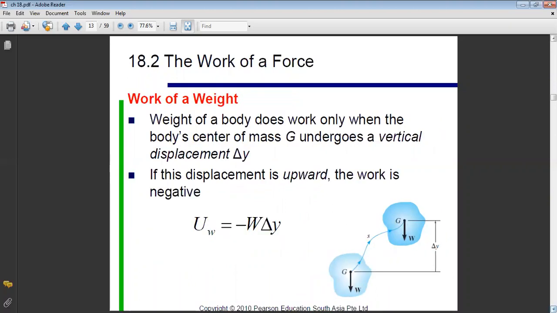Now, for the work of the weight, we also have the same formula, but now delta Y is for which point? G, the center of mass. So when I say minus W delta Y, when I have a rigid body, delta Y represents the variation in position of the center of mass. This is the only difference. I cannot take any point on the body, I should take the center of mass G.